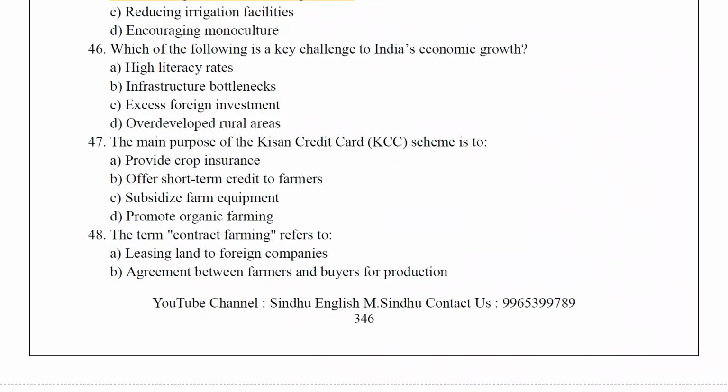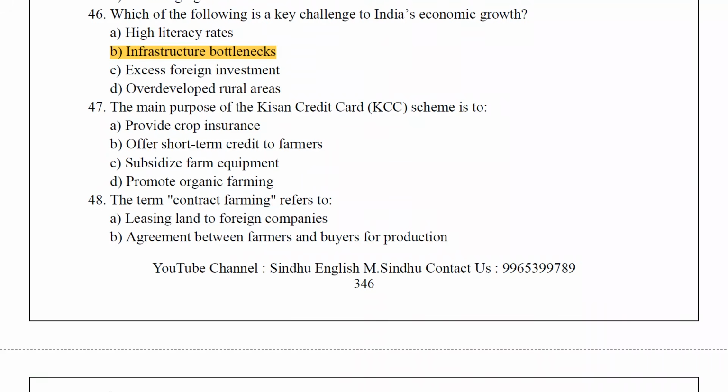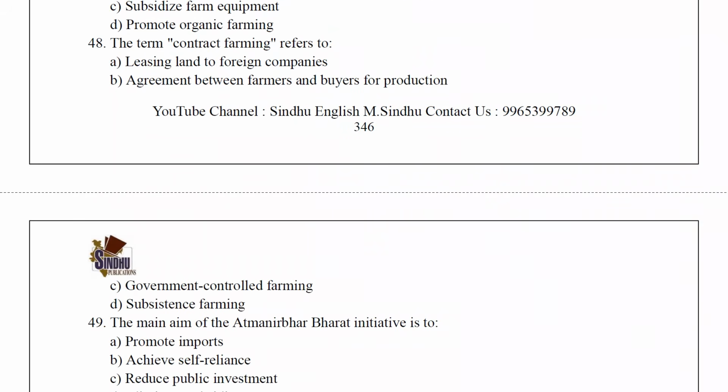Which of the following is a key challenge to India's economic growth? Infrastructure bottlenecks. The main purpose of Kisan Credit Card, KCC, schemes is to offer short-term credit to farmers. The term contract farming refers to agreement between farmers and buyers for production.